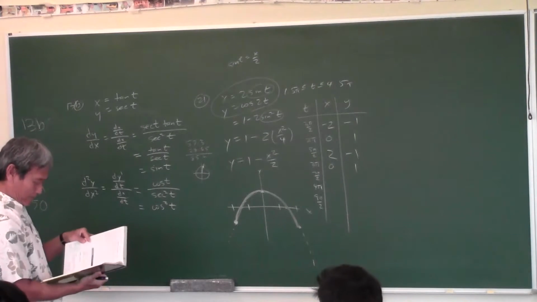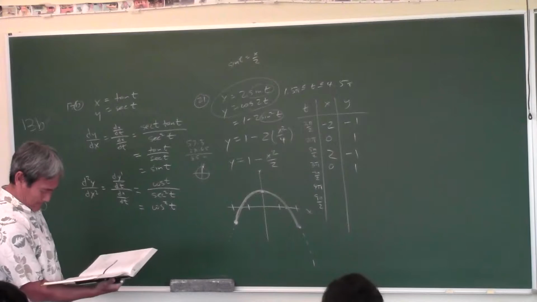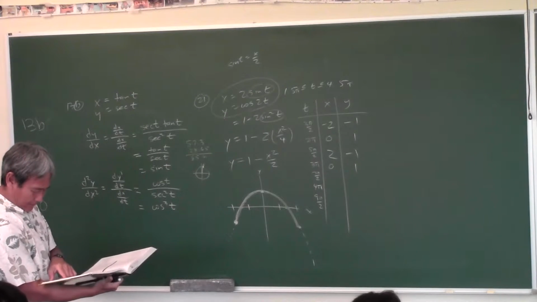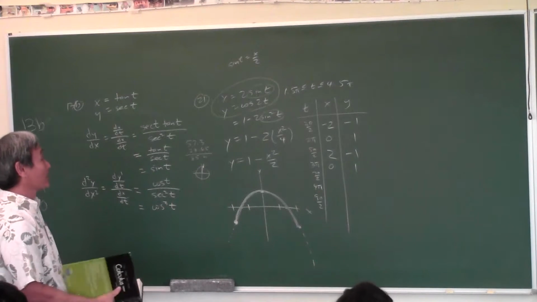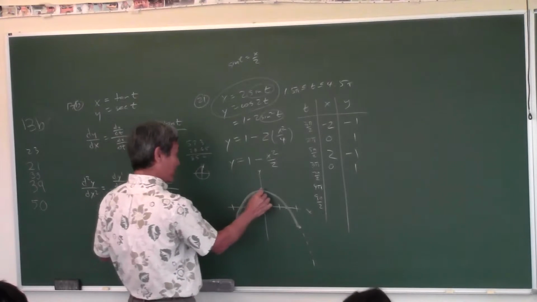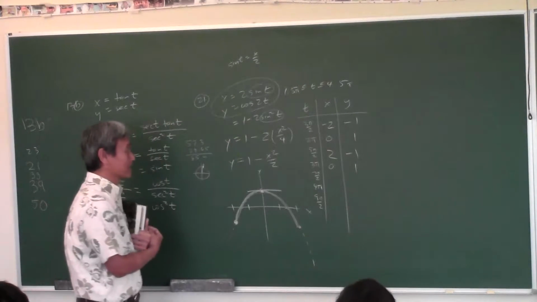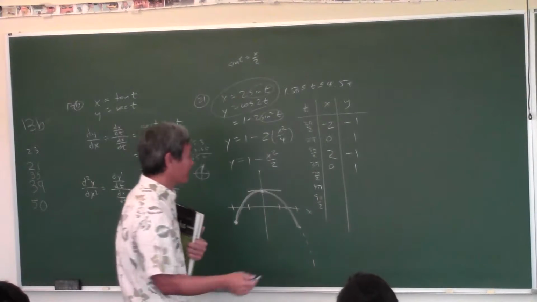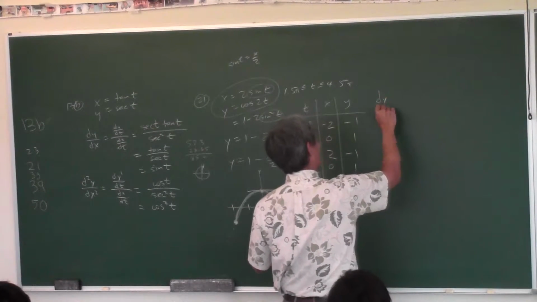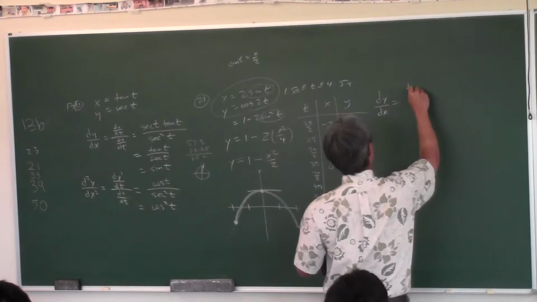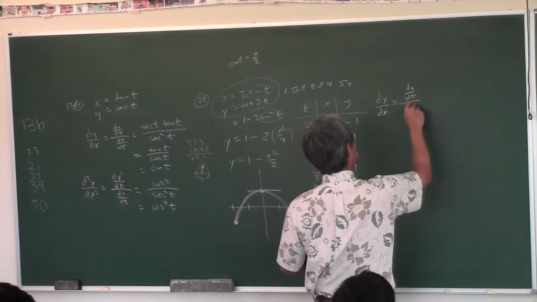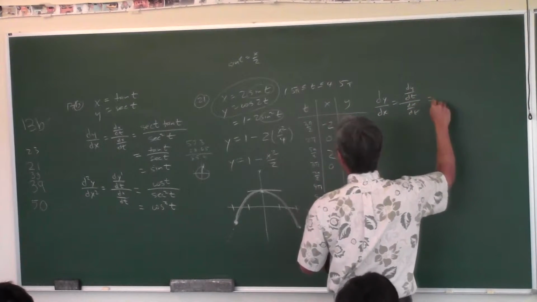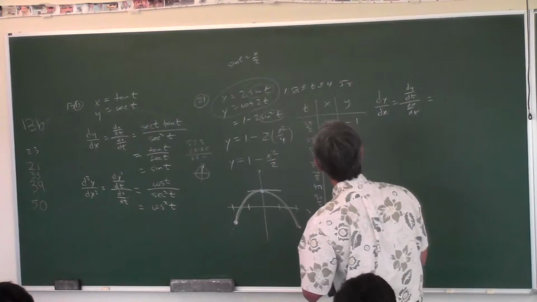Okay, now what else do we have to find in this problem? This is number 21. It says, identify the highest point. Now the highest point over here is when the slope of the tangent line is 0. So we want dy/dx to be 0, because dy/dx is the slope. So how do I compute dy/dx? That would be dy/dt over dx/dt. What is dy/dt?